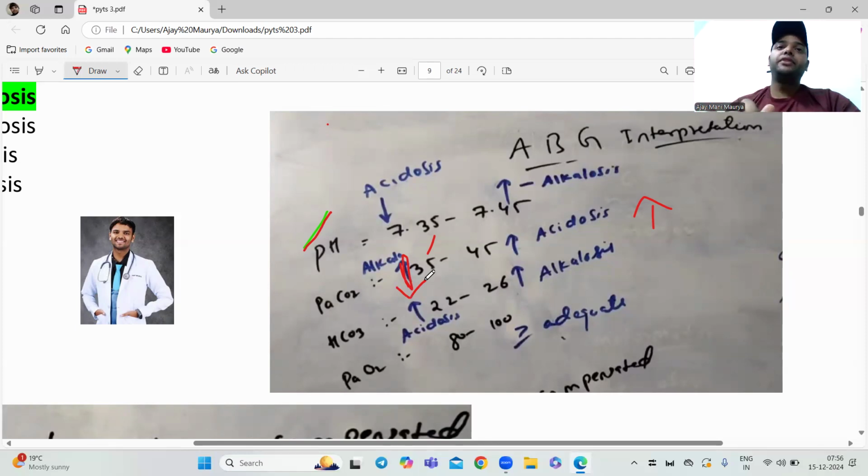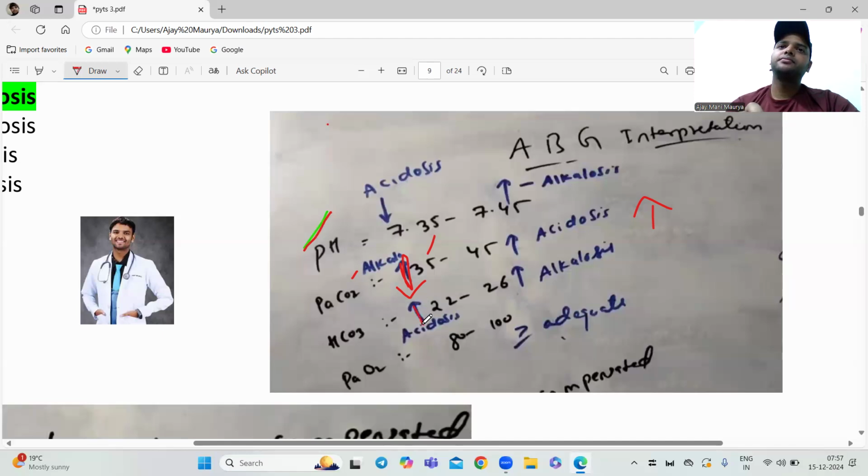If there is less CO2, that is alkalosis. Okay now, see here, guys. If there is more HCO3, it is alkalosis.